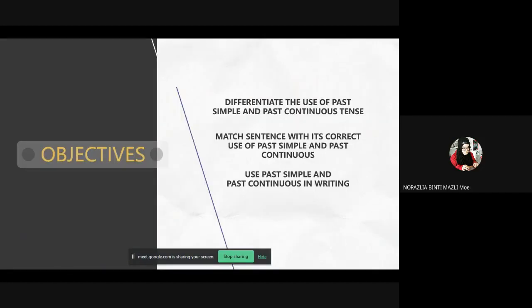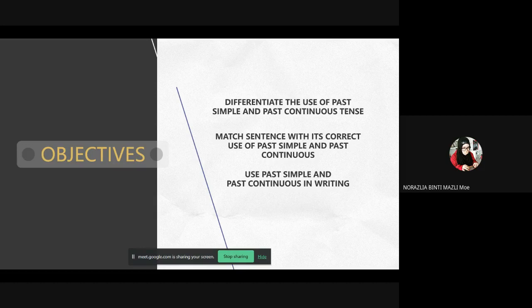Okay, so these would be the objective of our class. I simply need to tell you this because I want you to know why you are learning past simple and past continuous. Why are you learning this lesson today? The first one is for you to be able to differentiate the use of past simple and past continuous tense. Boleh bezakan penggunaan je lah.